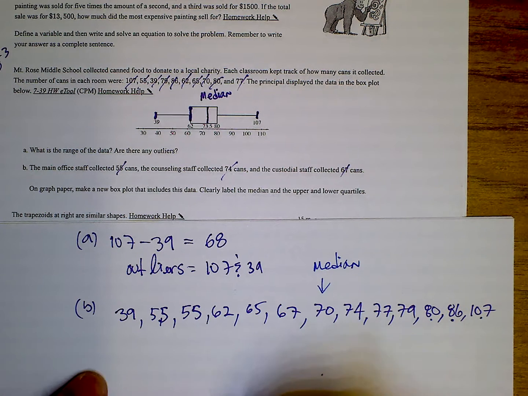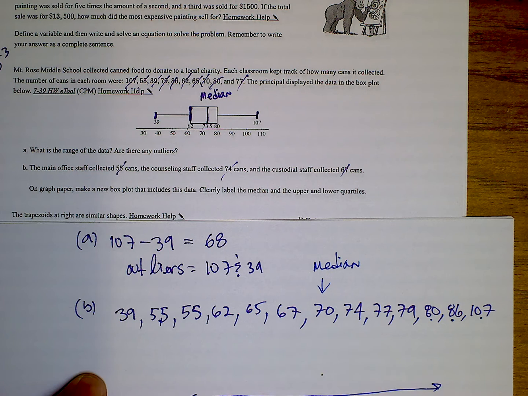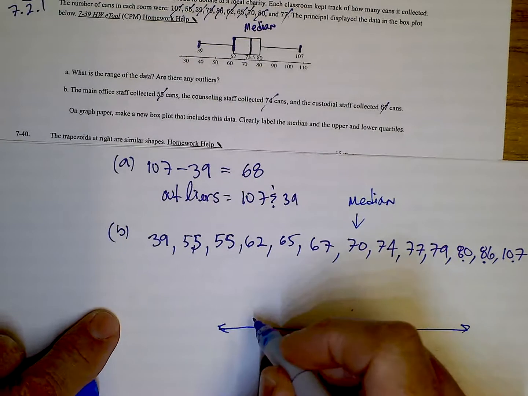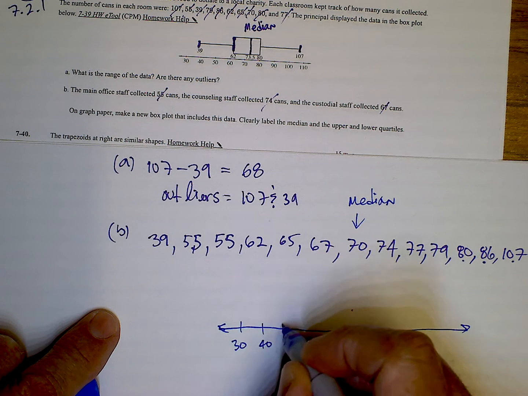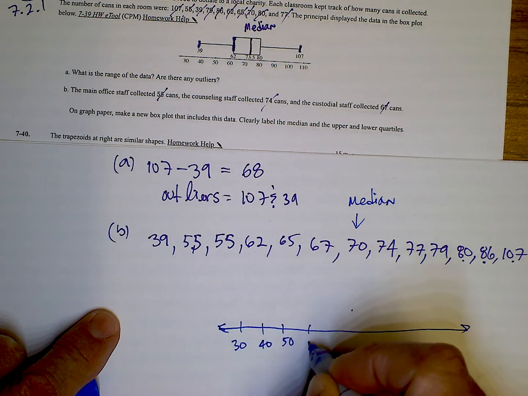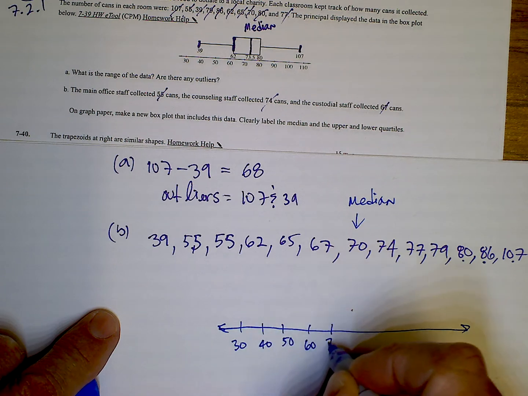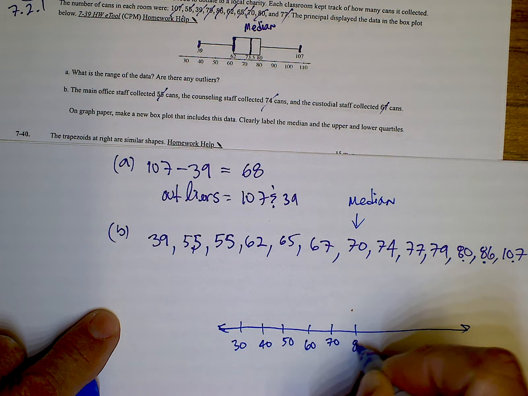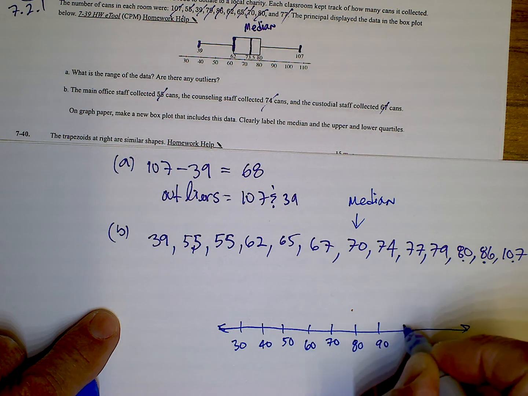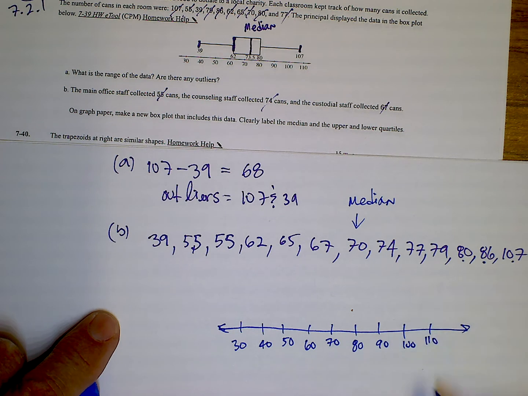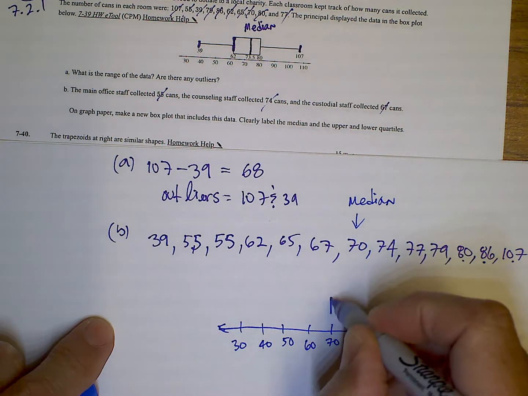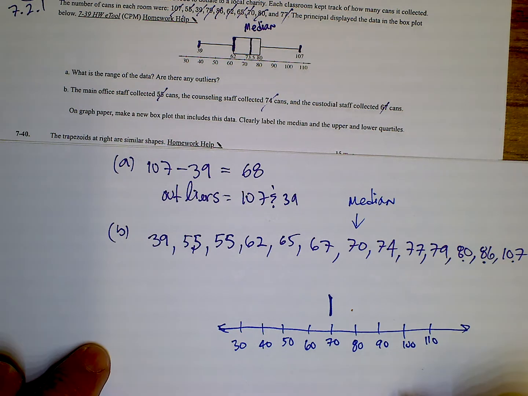So I'm going to graph this. I'm going to use a similar graph and go by tens on my line. So that's 30, 40, 50, 60, 70, 110. Okay. So 70 would be my median. So that's going to be the middle of my box.